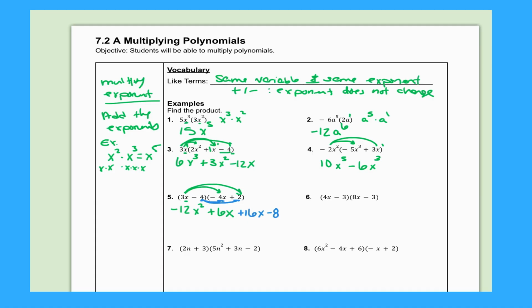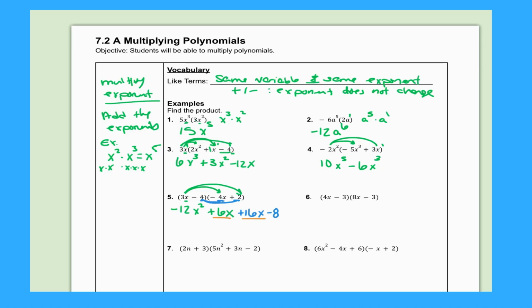So we're taking each term individually from the first parentheses and distributing. So first we distribute the 3x into the second parentheses, and then we distribute the negative 4 into the second parentheses. When we do this, we end up with these like terms here. So then those like terms need to be combined.